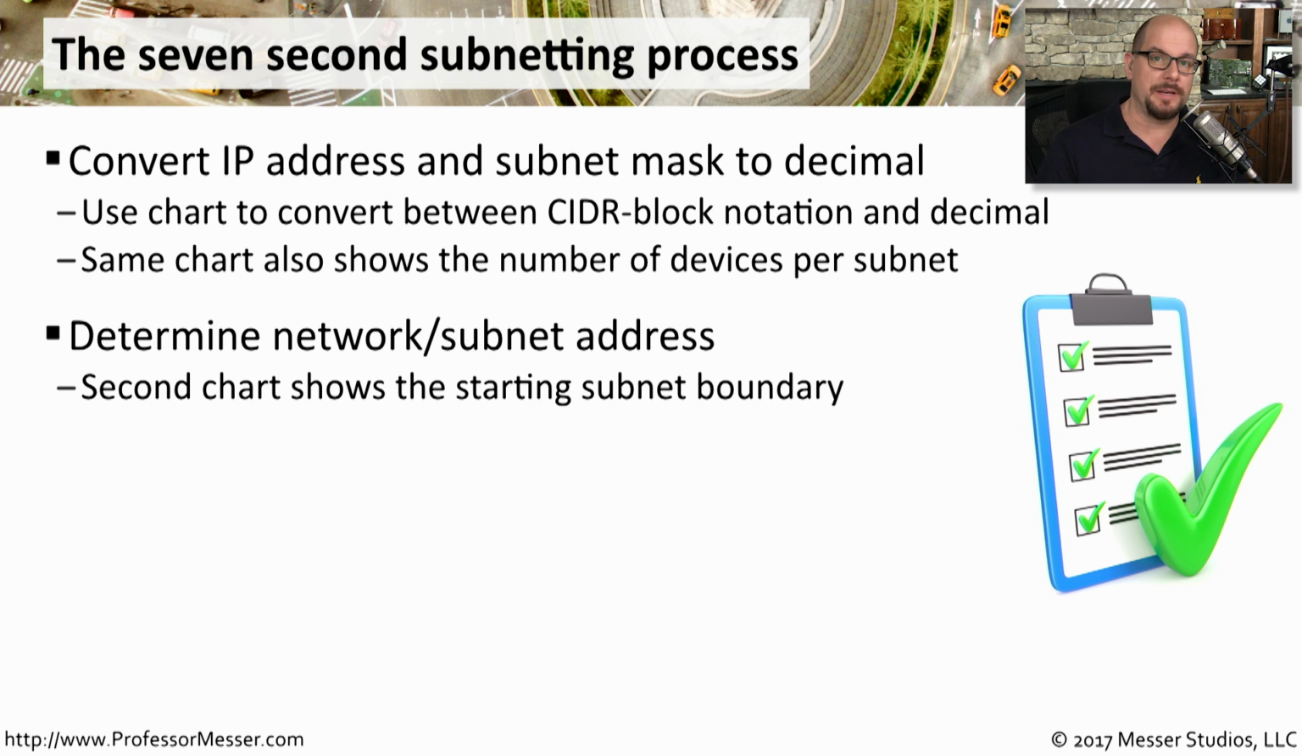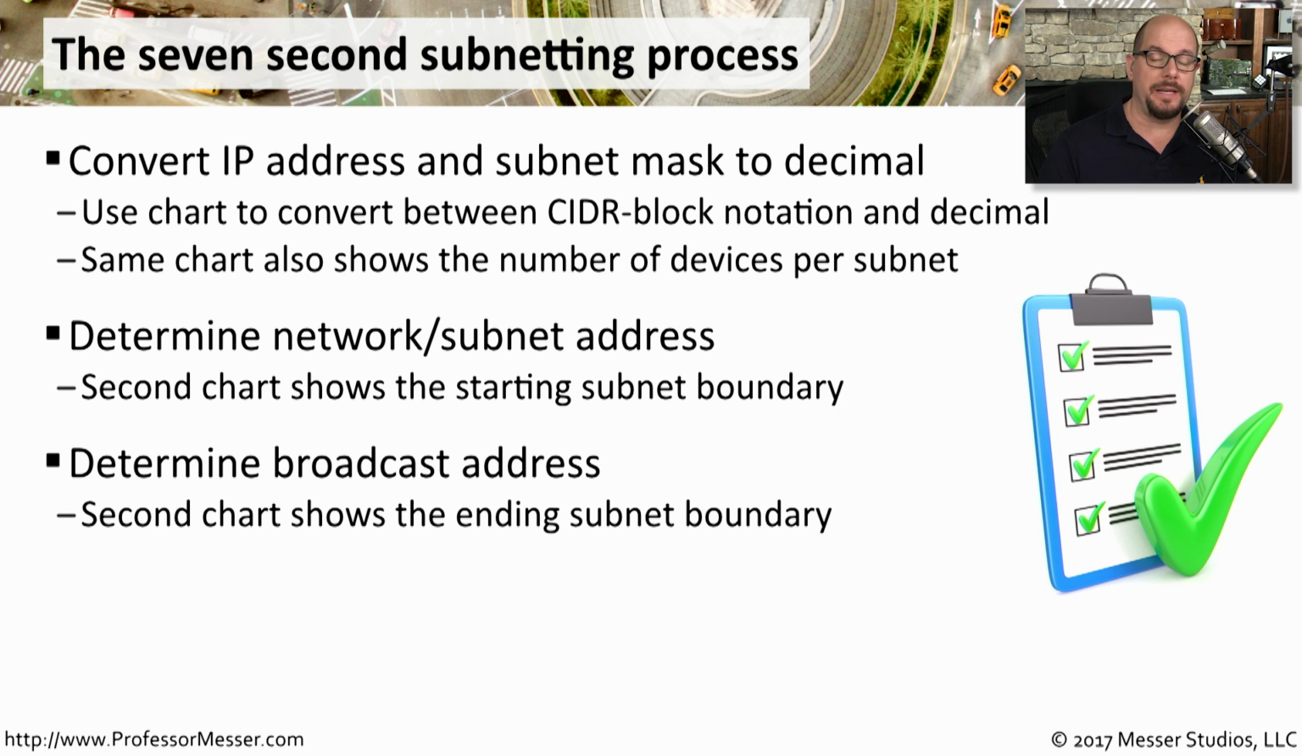The second step of the subnetting phase is to calculate the network address. Some people call this the subnet address. And that second chart that we created allows us to very quickly find the beginning and the end of that particular subnet. Thirdly, we need to know the broadcast address. This will be the last address. And again, that second chart shows us what that ending boundary is.